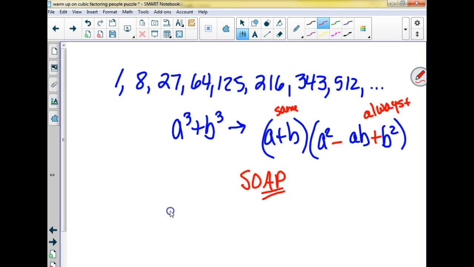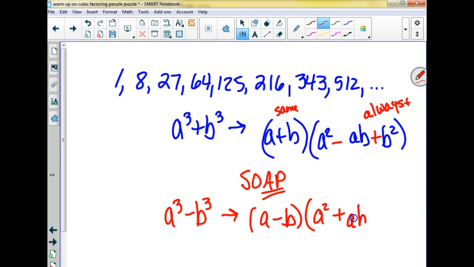So if we had a cubed minus b cubed, it would factor as a minus b, keep that sign. Then you change it, so a squared plus ab. And then the last one is always positive, so it's plus b squared. I don't know if that helps a little bit.